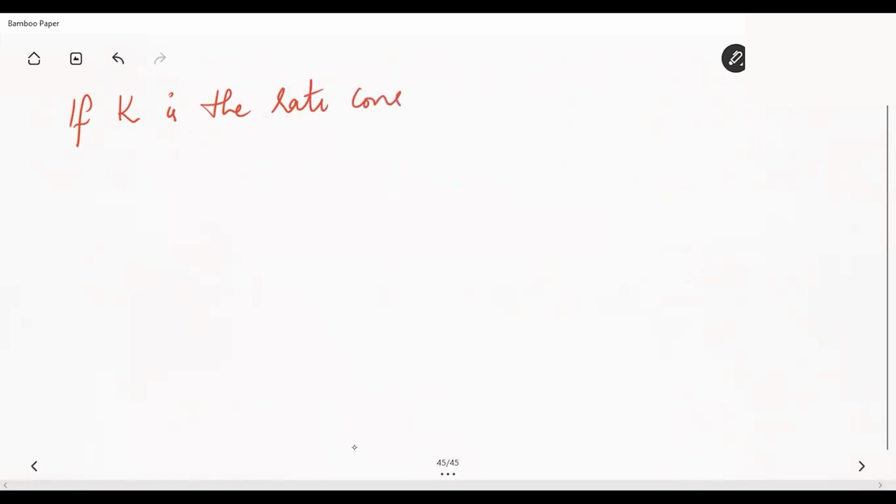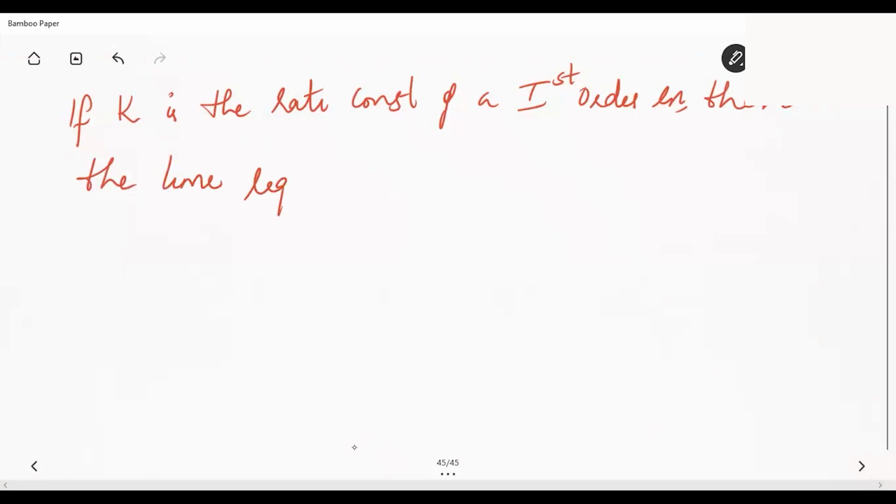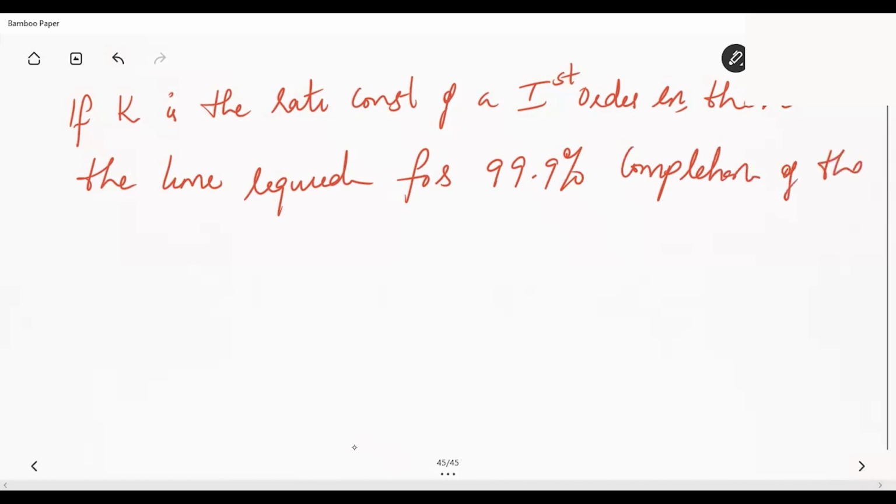rate constant of a first order reaction, then the time required for 99.9 percentage completion of the reaction, you have to find. Okay, we know this is a first order reaction. Then write down its equation for time. You have to find the time.